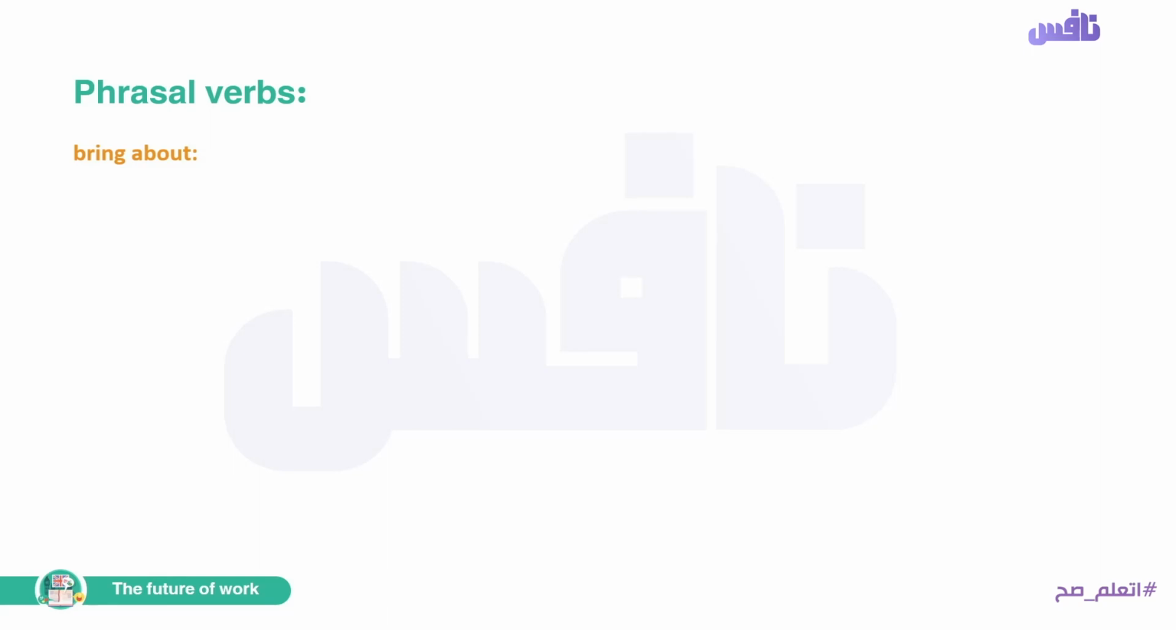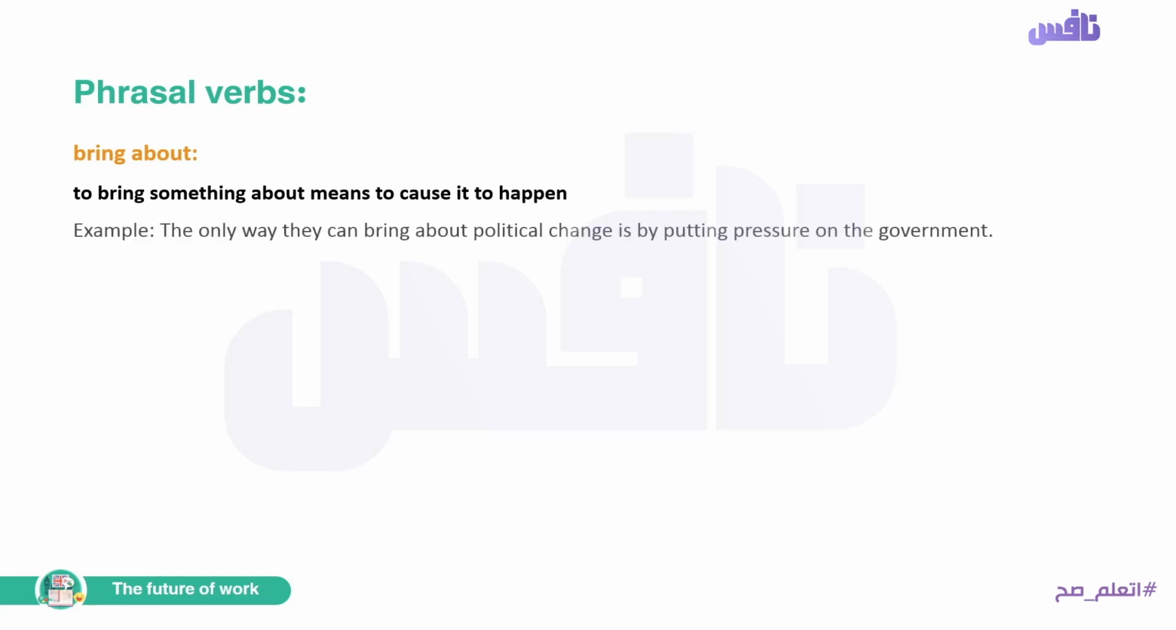Bring about معناها إيه؟ بيقول لنا to bring something about means to cause it to happen. تعالوا نشوف الإكزامبل. The only way they can bring about political change is by putting pressure on the government. الطريقة الوحيدة لإحداث تغير سياسي هو إيه؟ by putting pressure on إيه؟ the government. أنت تضع الحكومة في موضع الضغط، يعني تحدث لهم ضغوطات يعني.